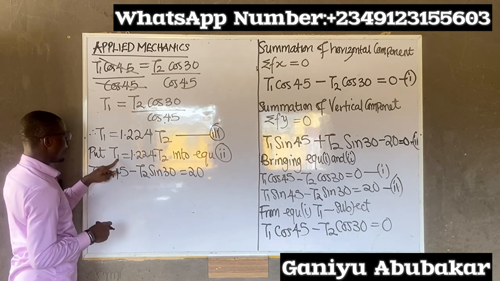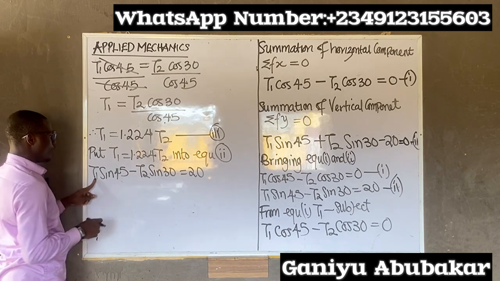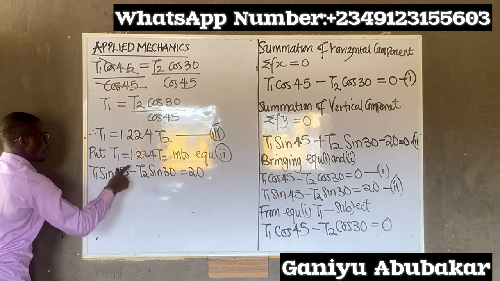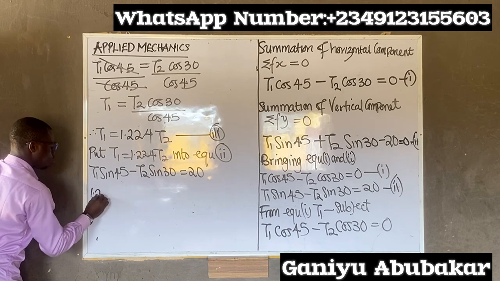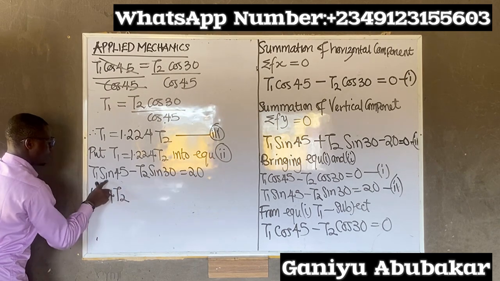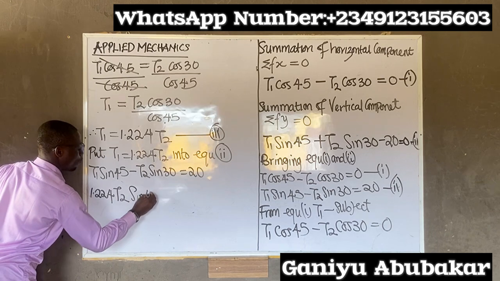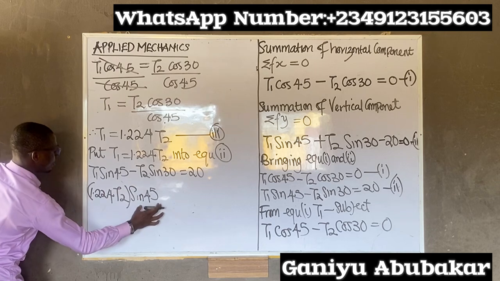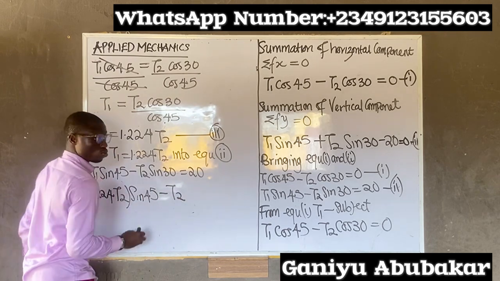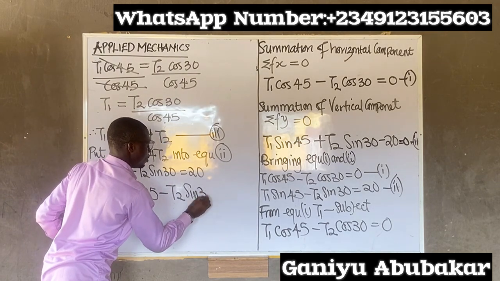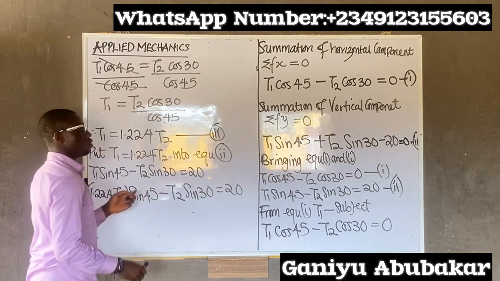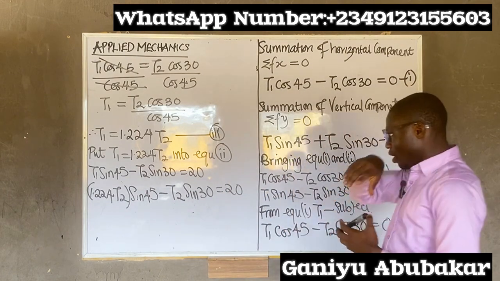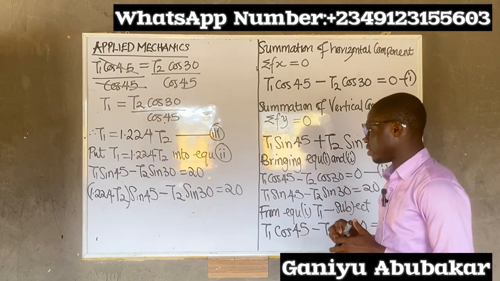Anyway, I see T1, so I'll put this value there. That gives you T1 alone as this value. So that gives you 1.224 T2, in brackets, times sine 45, then minus T2 sine 30 being equal to 20. We are here at this junction. What is next here? Let's do normal mathematics.